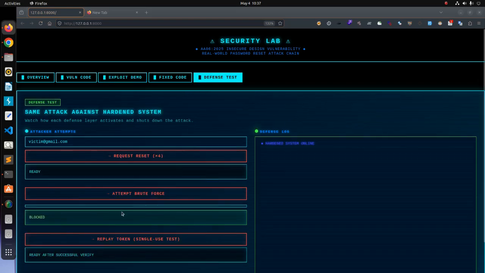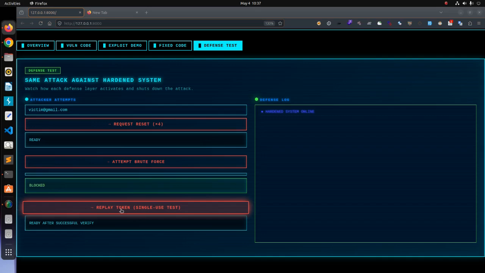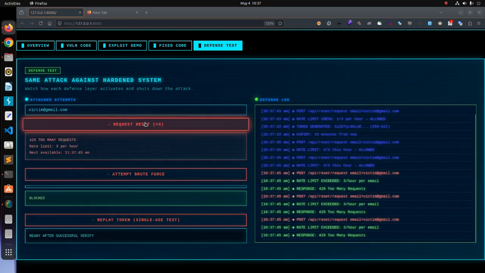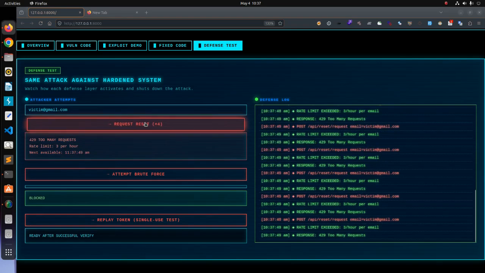Now watch this. Same attacker, but this time against the hardened version. Notice what happened. After the third request, the system says rate limit is exceeded. The design now includes a mechanism that stops this attack before it happens.